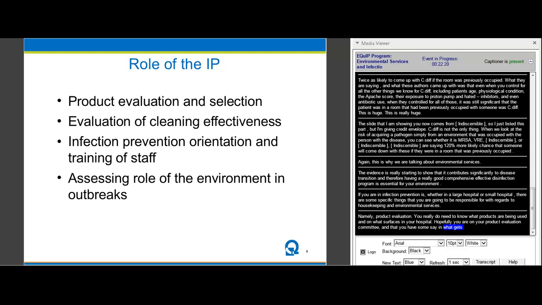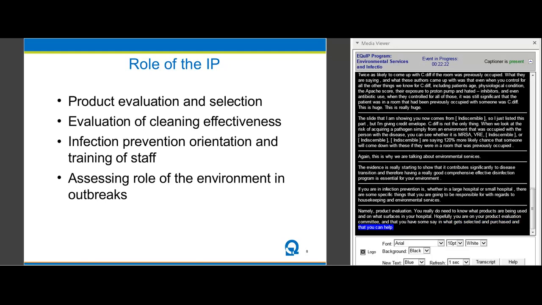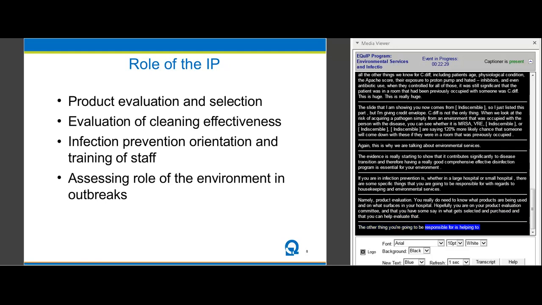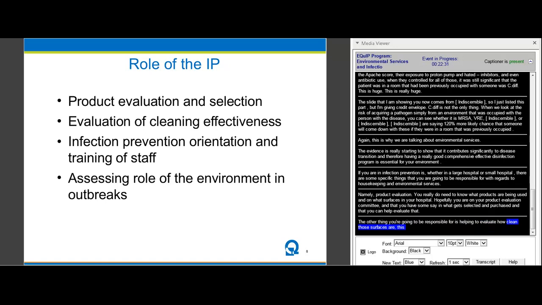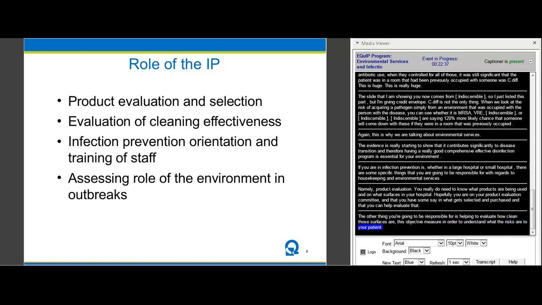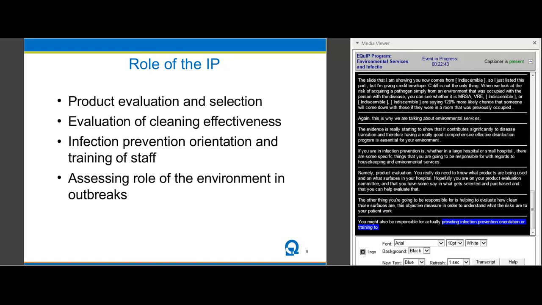The other thing that you're going to be responsible for is helping to evaluate how clean those surfaces are, this objective measure, in order to understand what the risks are to your patients. You may also be responsible for actually providing infection prevention orientation or training to new housekeepers, or the annual training that may fall to their manager, but you want to make sure that they're getting appropriate infection prevention training.